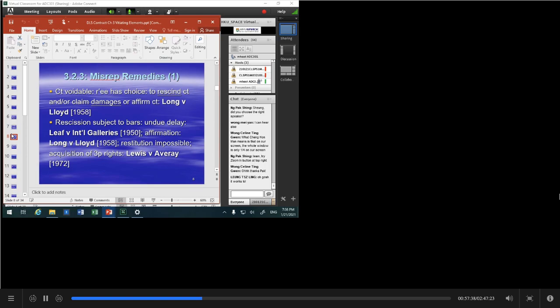So make sure you know the difference between making a contract void and making it voidable. If a contract is made void, it terminates automatically. The parties don't have to take any action. But if a contract is rendered voidable, that means the innocent party has the choice. They have the option.